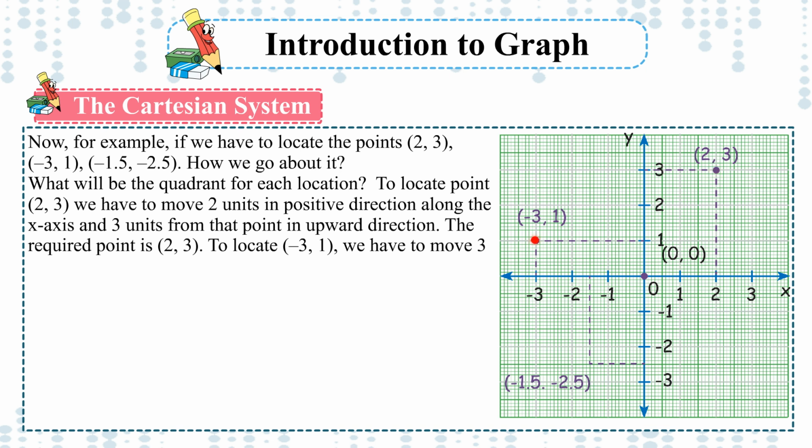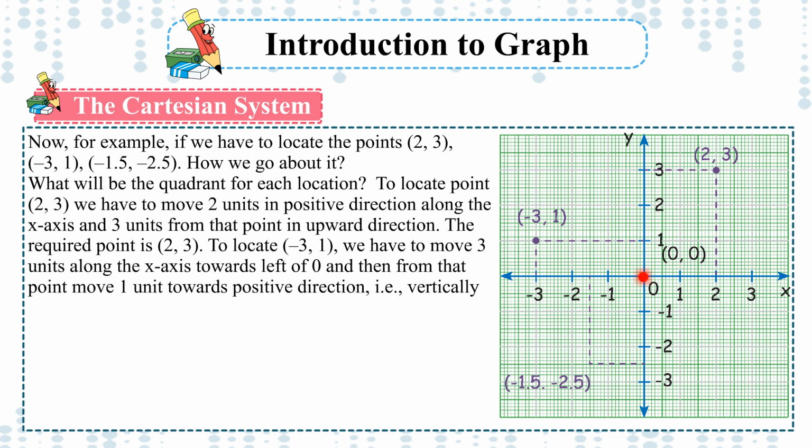To locate (-3, 1), we have to move 3 units along the x-axis towards the left of 0, and then from that point move 1 unit towards the positive direction, that is, vertically upwards. The required point is Q(-3, 1).